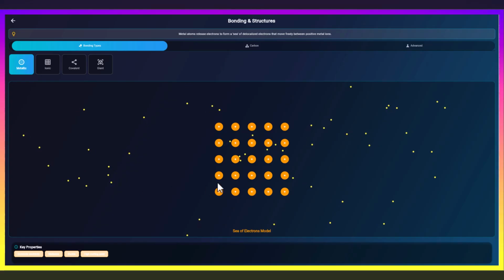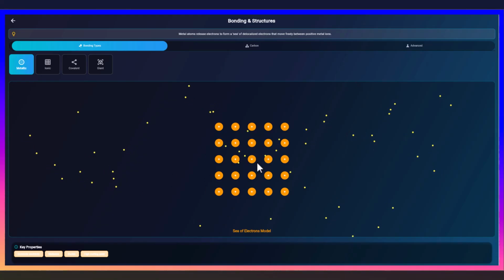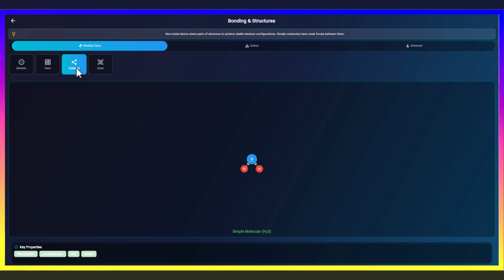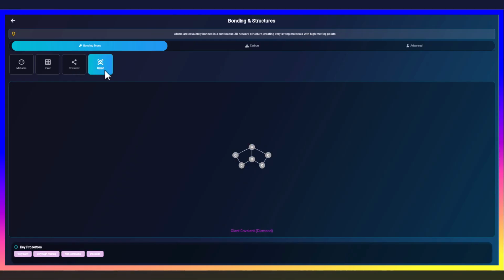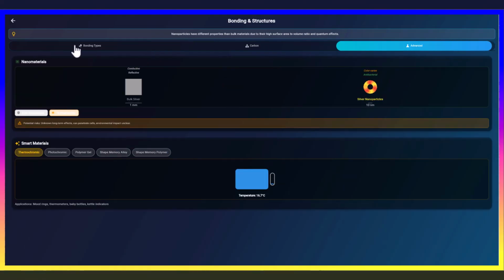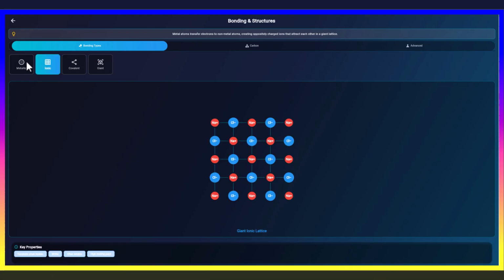So here's a metallic structure, ionic lattice and covalent structures with shared electrons, and the start of diamond. What's advanced about it? Oh, like advanced materials. Okay. So it's showing me the difference, I guess, between covalent and ionic.